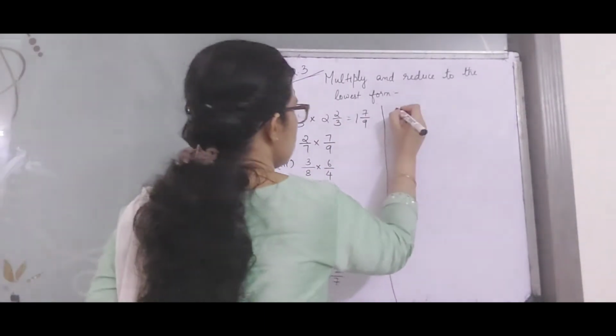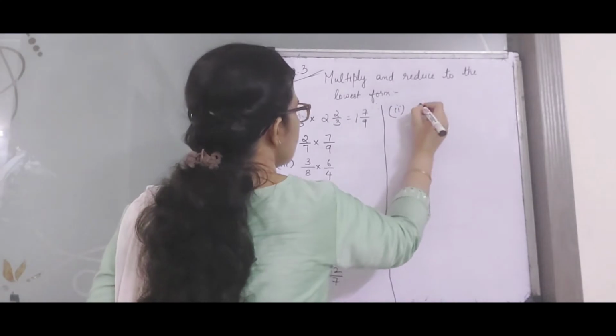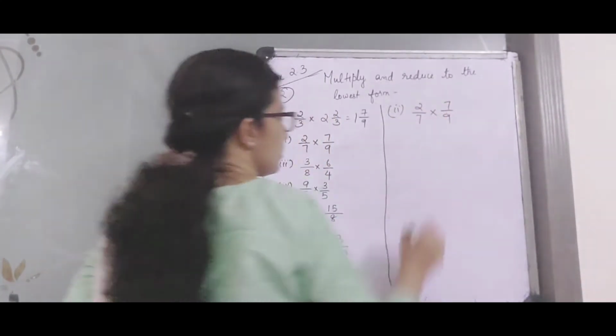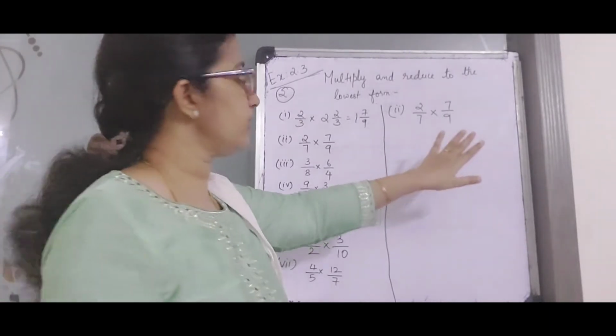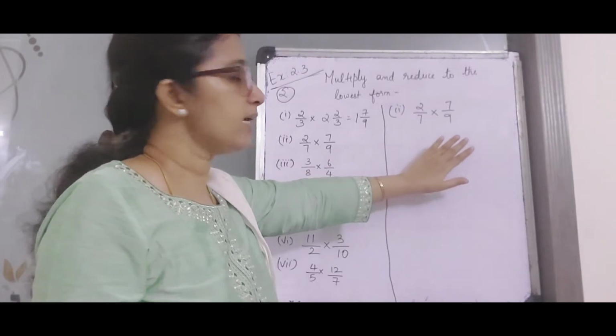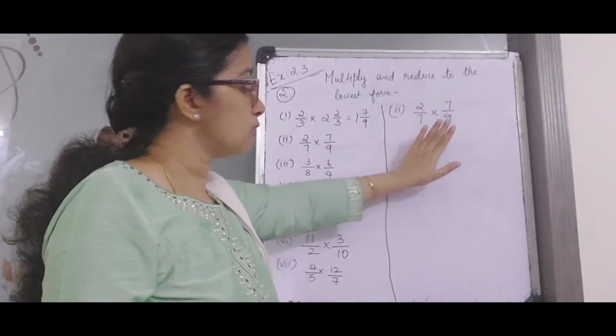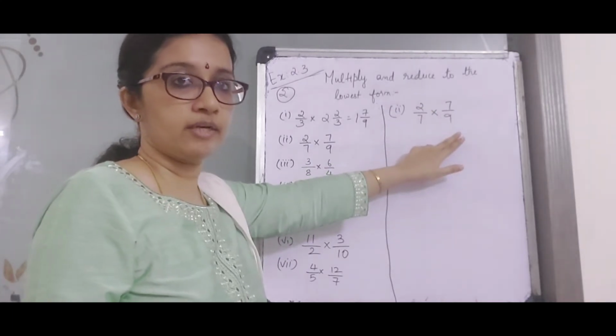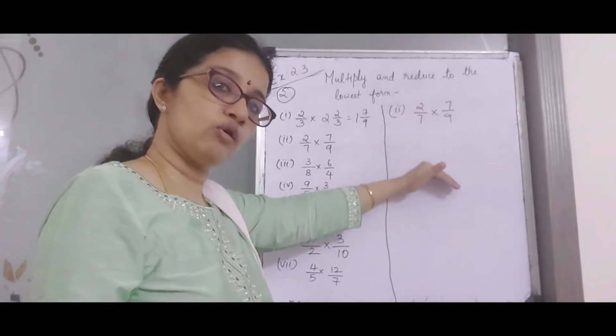Next question, second question is 2 by 7 into 7 by 9. Okay, this they have directly given in terms of 2. There is no mixed fraction in this, right? So we can directly do it. So one method is that you can multiply the numerators and you can multiply the denominators, and then you can reduce to the lowest form.